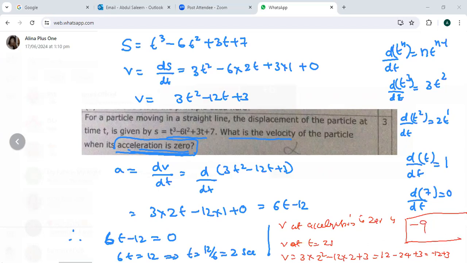What is the SI unit of velocity? It is meter per second. Clear, right? So velocity equal to minus 9 meter per second is the final answer.